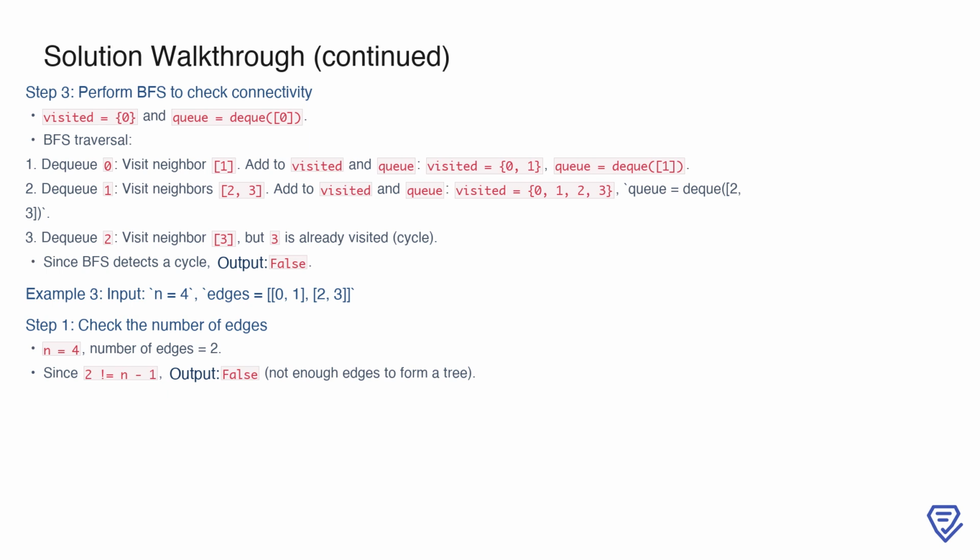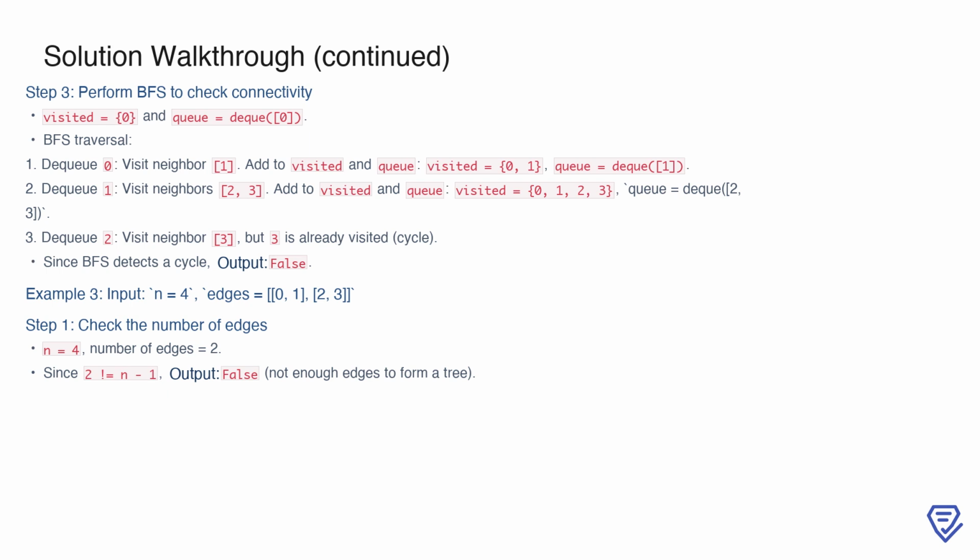To check connectivity, we perform a BFS starting from node 0. We initialize visited equals {0} and q equals deque([0]). First, we dequeue 0 and visit its neighbor 1, adding it to visited and q. Now, visited equals {0, 1}, and q equals deque([1]). Next, we dequeue 1 and visit its neighbors 2, 3. Both are added to visited and q, so visited equals {0, 1, 2, 3}, and q equals deque([2, 3]). Then, we dequeue 2 and visit its neighbor, 3.